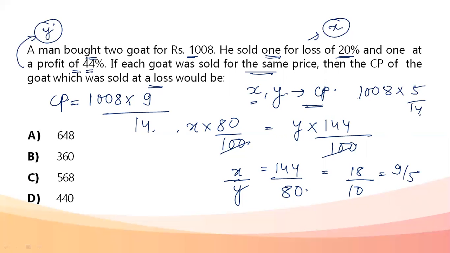This is what I would have done. So when you find it, it comes out to be rupees 648. Calculation of this gives me rupees 648. My answer is option A.